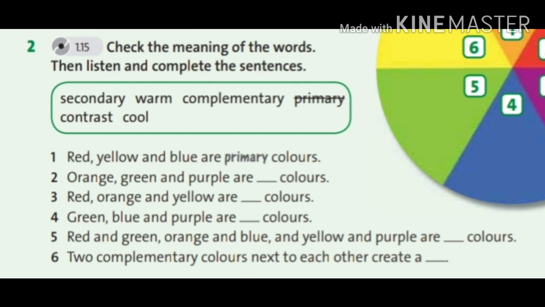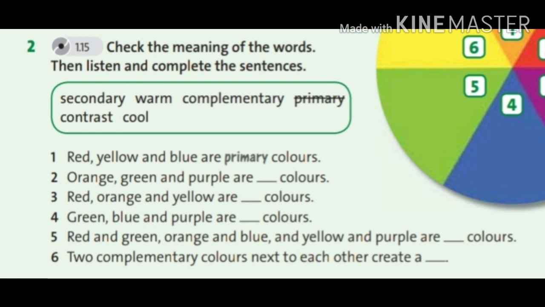There are warm colours and cool colours on the colour wheel. Red, orange and yellow are warm colours. Green, blue and purple are cool colours.